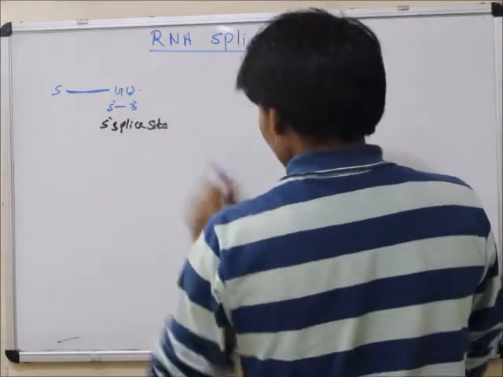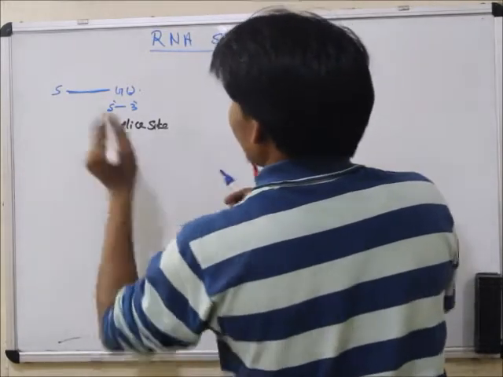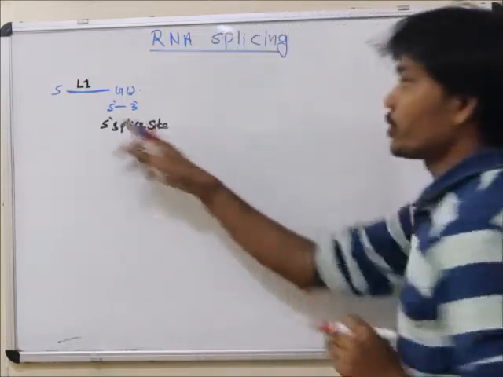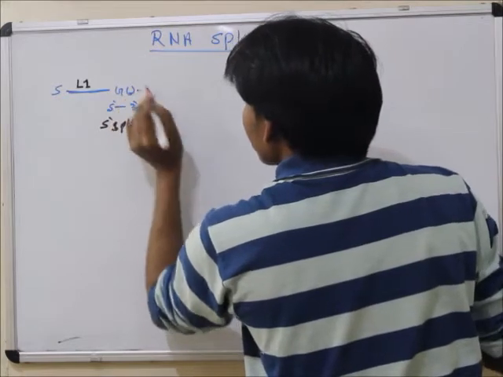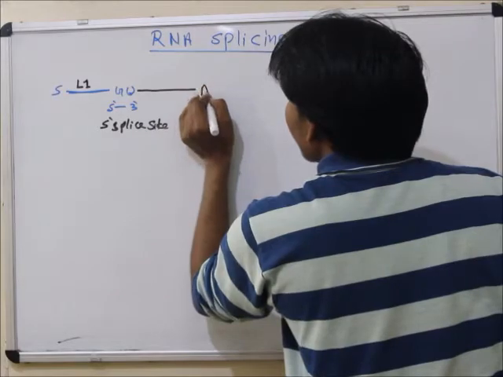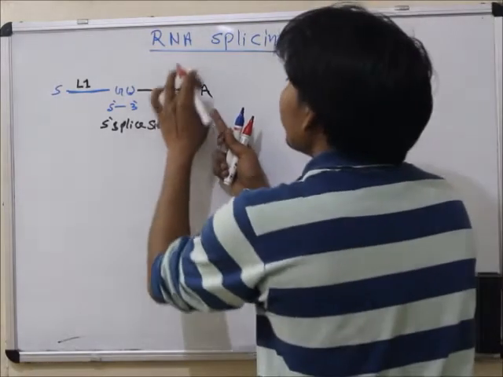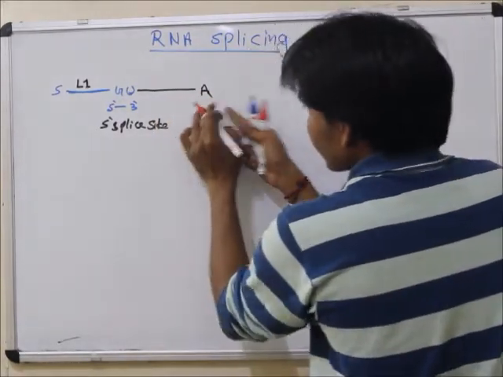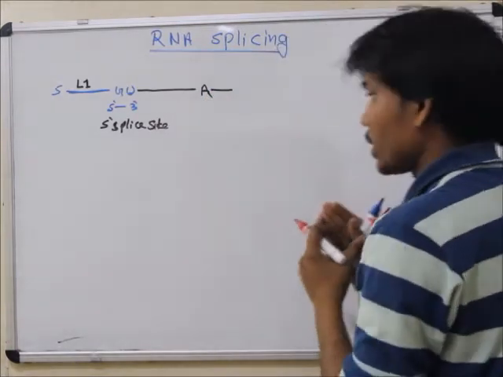I will show you the structure of the pre-mRNA. This is an exon; suppose I name it exon 1. Then here is the intron, and there is an adenine sequence in the intron, which is the most important. I will describe it. It is present within the intron, not at the end of the intron.